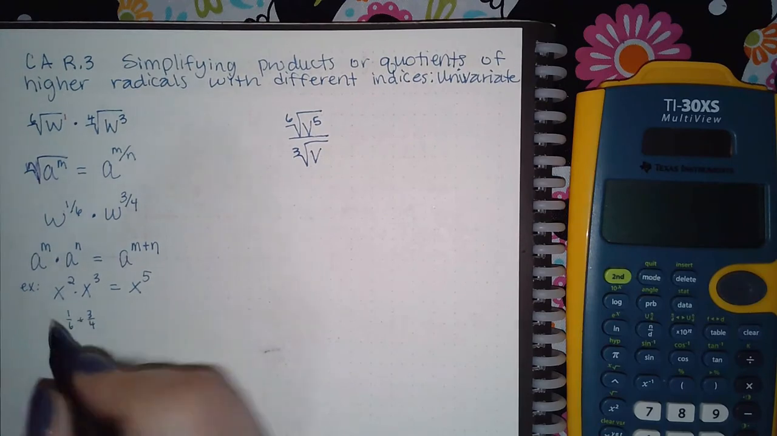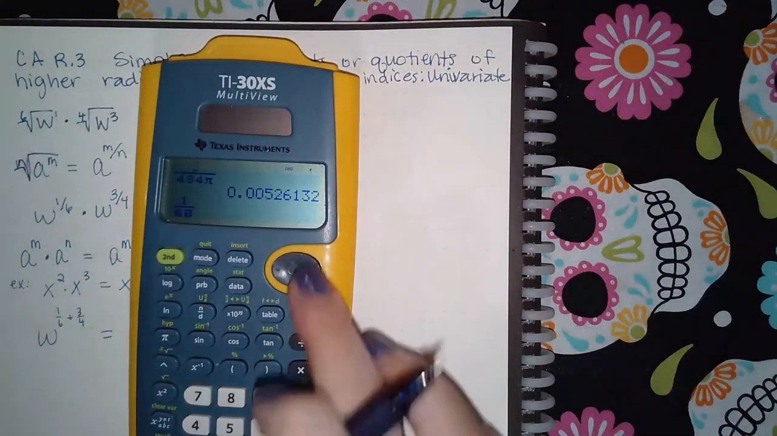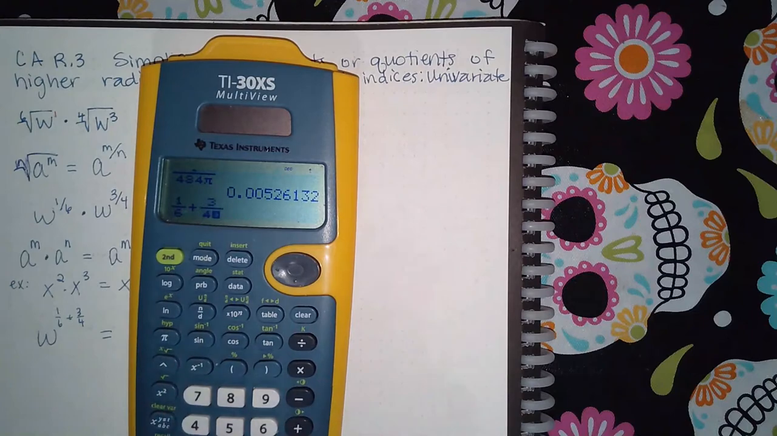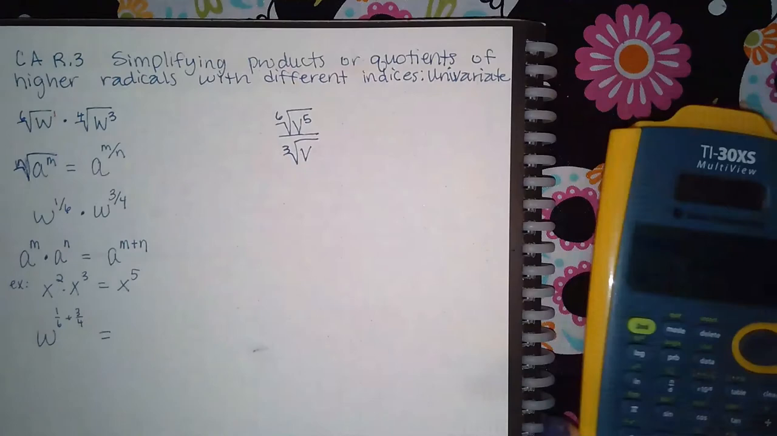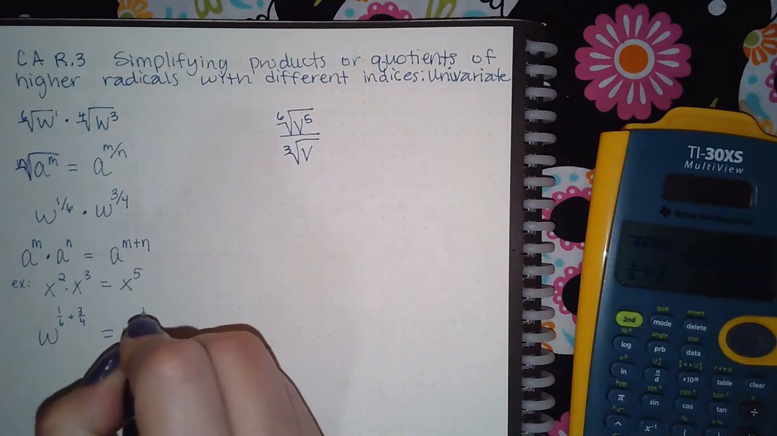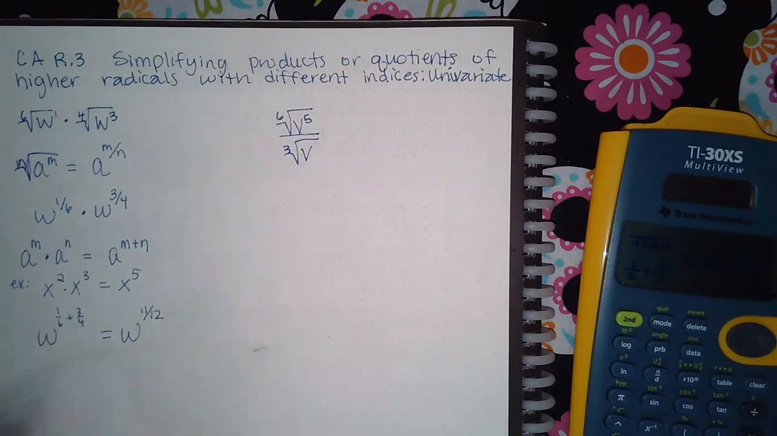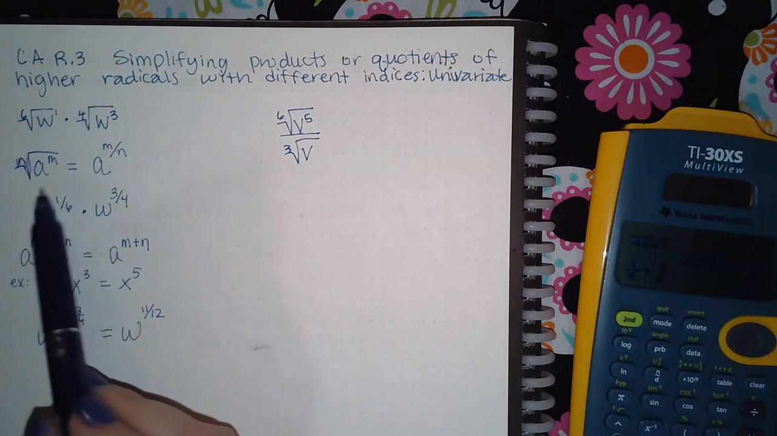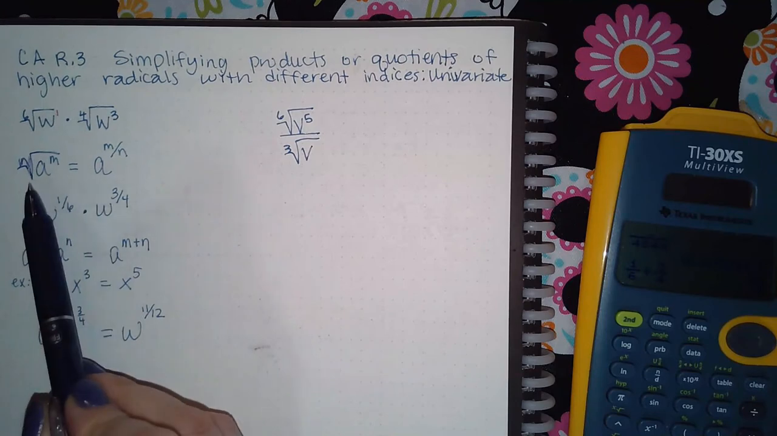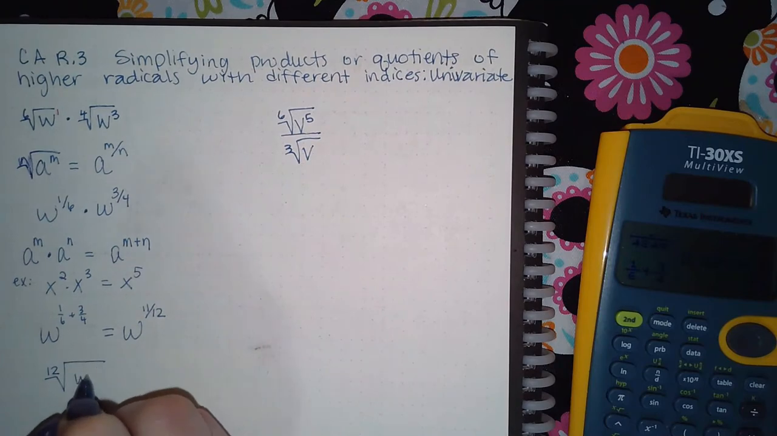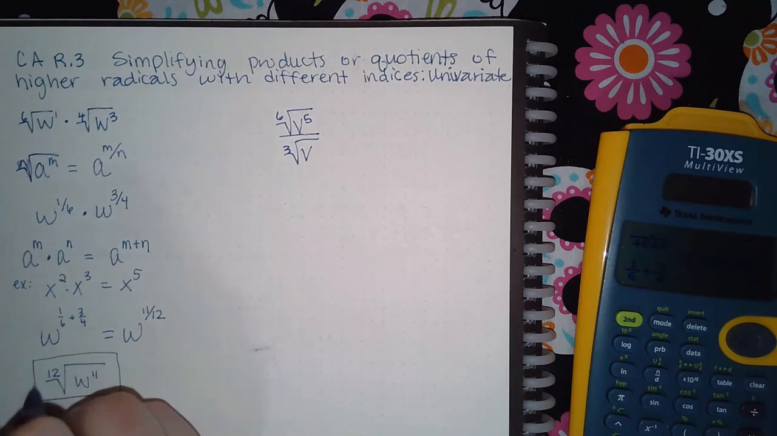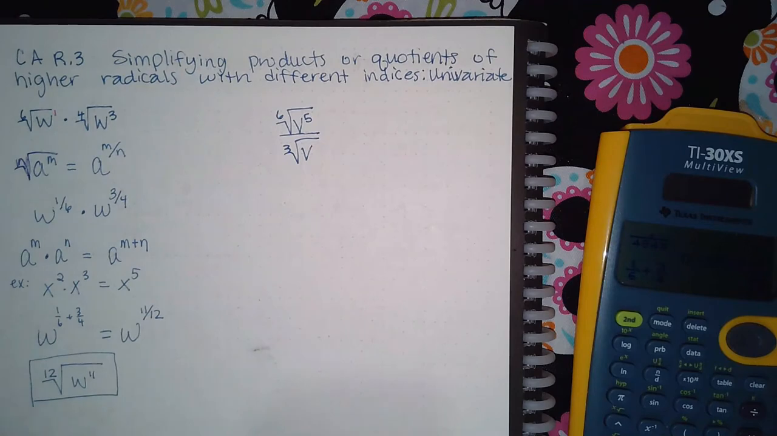So I'm going to write out what we're going to do, and then I'm going to do the actual adding. Now normally you don't write this step, but I like to write it on the paper so when you go back you know what happened. And then if they want the answer back into its radical form, then you use this rule again, but going in this direction. So now I'm going to have the 12th root of w to the 11th. And that is the final answer for that problem.